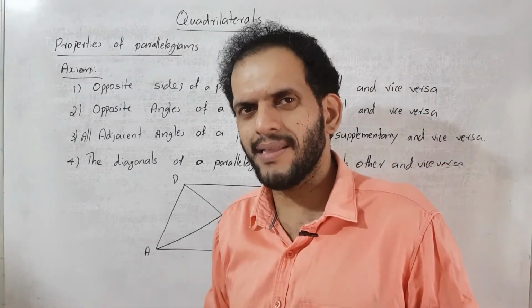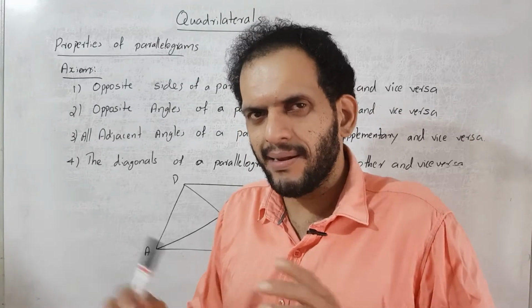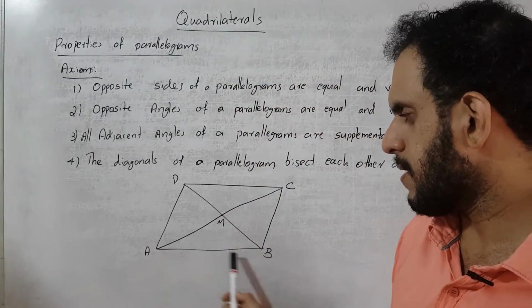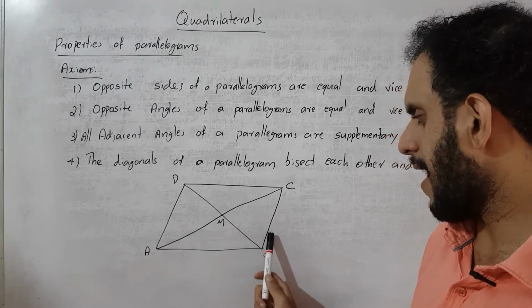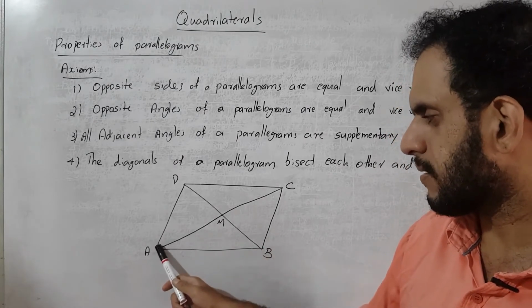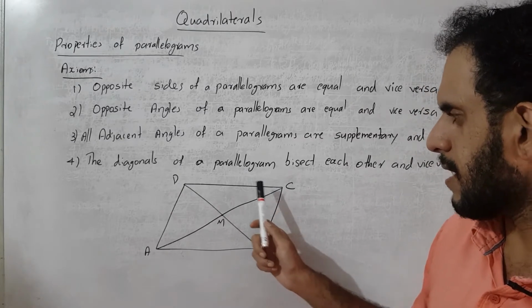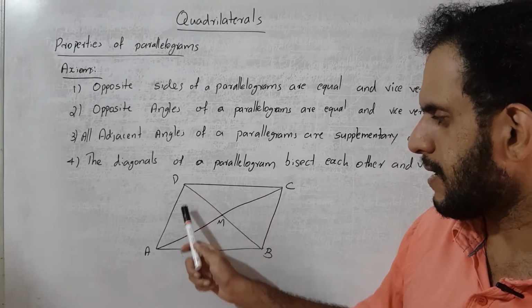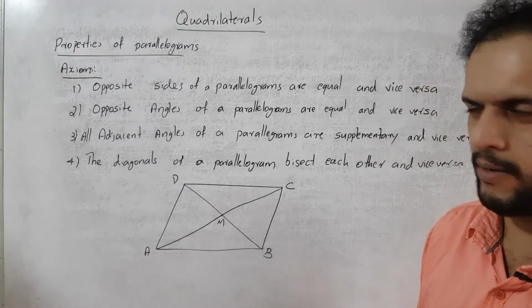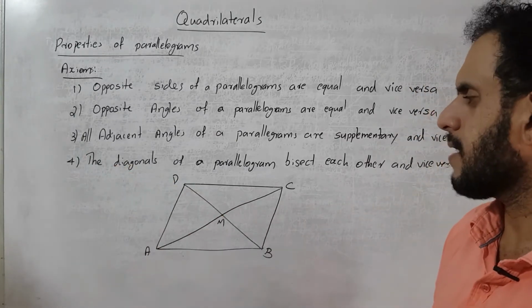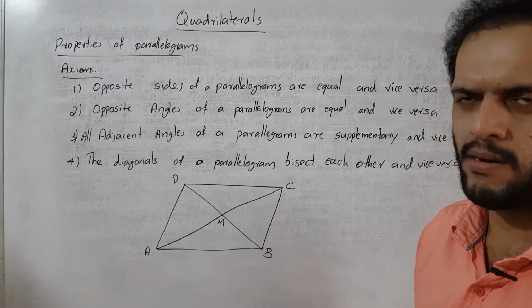The angles that lie on the side AB, what are they? That one is angle A and angle B. They are called adjacent. Angle B and angle C are adjacent. C and D are adjacent. D and A are adjacent. Correct. So ABCD is a parallelogram. Then what is the third property? The property says all adjacent angles are supplementary.